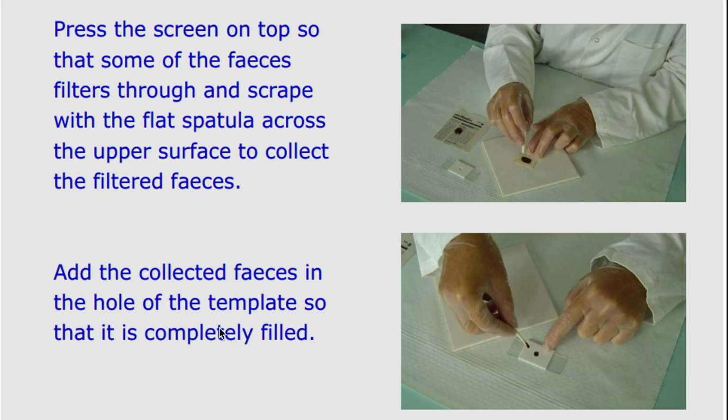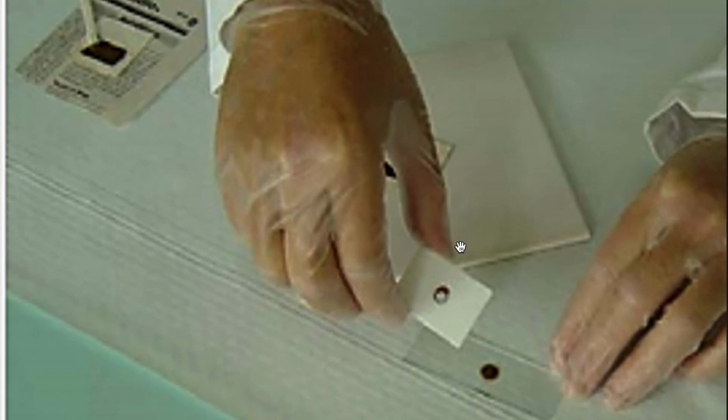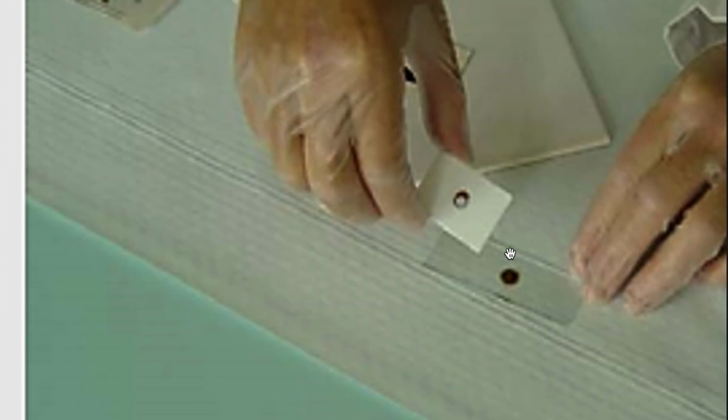The collected feces will be placed in the hole of the template until the hole is completely filled with the feces. Another one, you remove the template, so you can see this one. A measured amount of fecal sample is already on the glass slide, that filtered fecal sample.